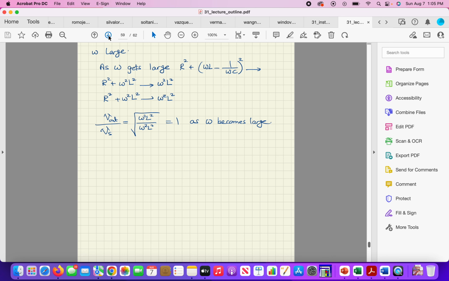Now, when omega is large, the r squared plus omega squared L squared, which is in the numerator, is going to go to omega squared L squared, and we will find also that the denominator goes to omega squared L squared, and they're going to cancel. So as omega becomes very large, V out over V source is going to be just 1.